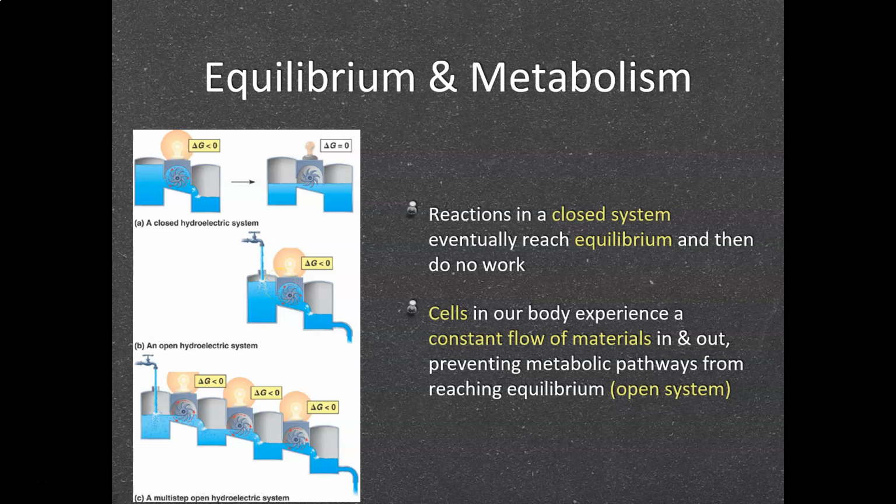Cells in our body, however, right, are an open system. So not only do we need to keep feeding it, but it then feeds multiple systems, right? And so I can keep that energy moving. I can keep that flow in and out, and I prevent the system from ever reaching equilibrium in that respect. But it's going to require multiple pathways in order to do that.